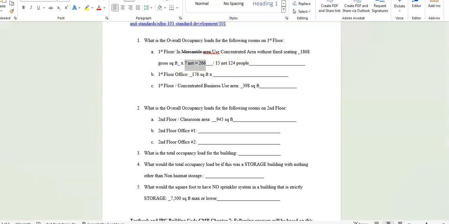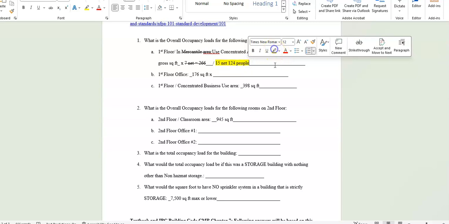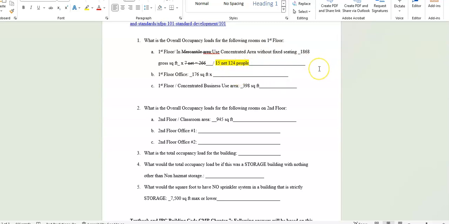I'm going to put a line through that. This seems appropriate, doesn't it? 124 people minimum in that space. So it's for small parties and such.